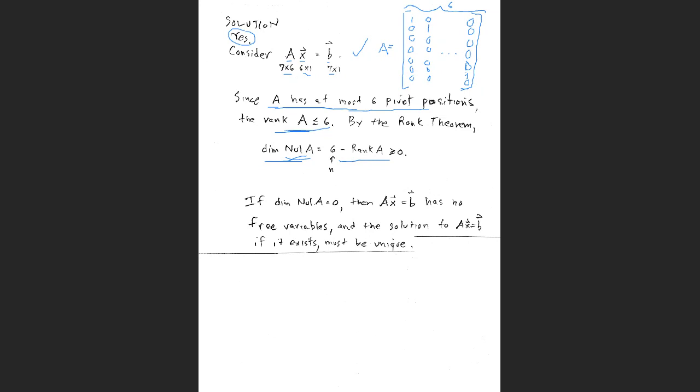Suppose the dimension of the null space were equal to 0. Then that means that AX equals B would have no free variables. In that case, the rank of A would equal 6, and there are no free variables. And so the solution to AX equals B, if it exists, would have to be unique.